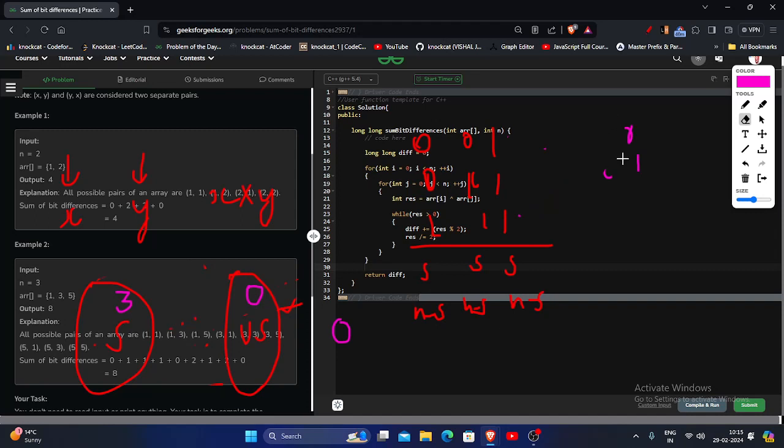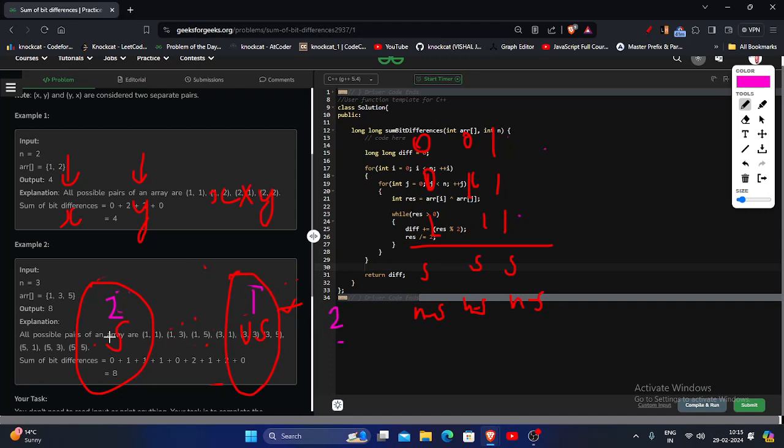Let's move to the next index. I will remove this also, and this also, and this also. Here we have two set bits and one unset bit. I have two set bits and I have one unset bit. What does that mean? This 0 is going to form a pair with these 1s, and they are different, so we easily get two pairs.